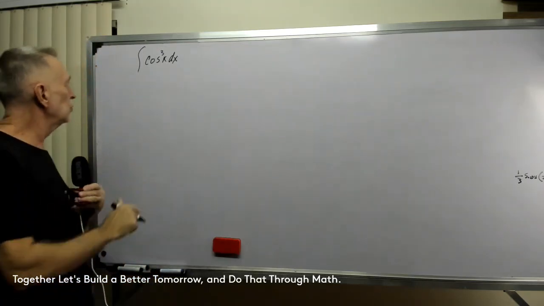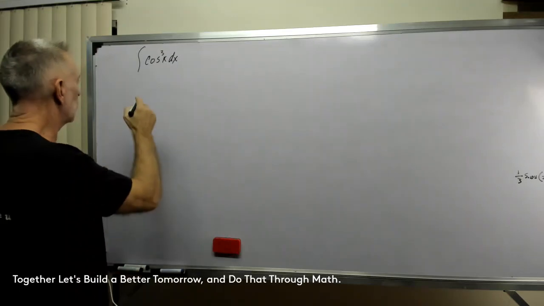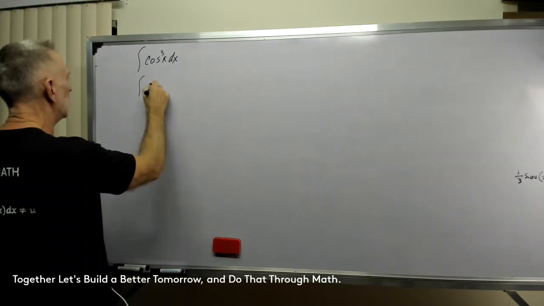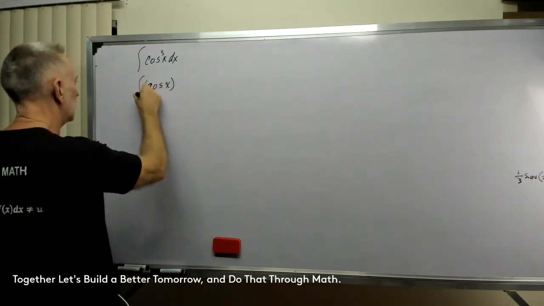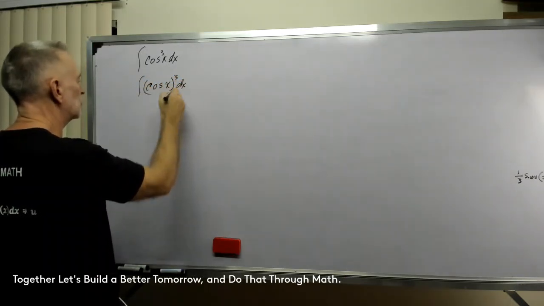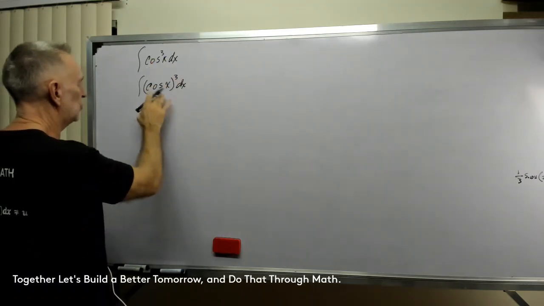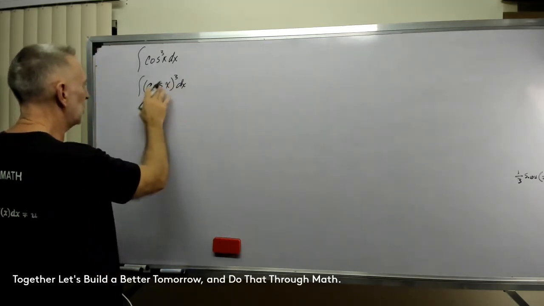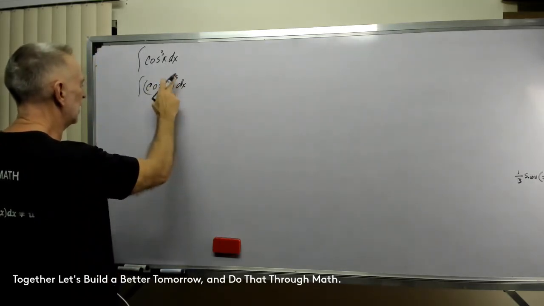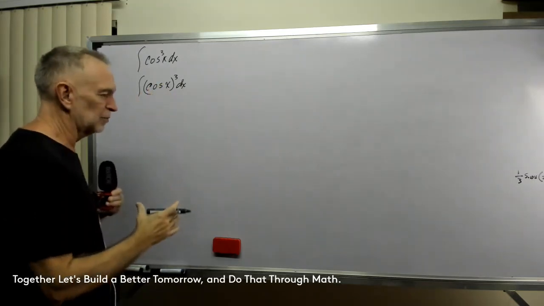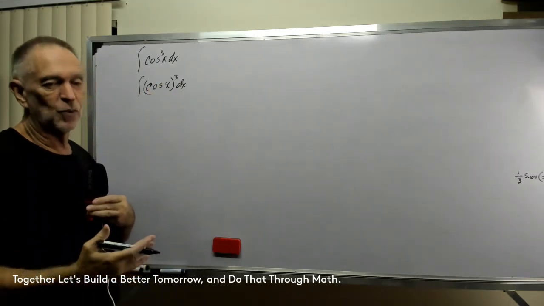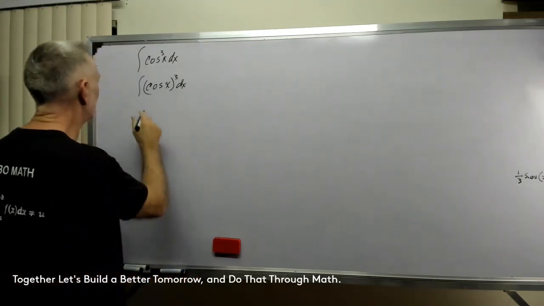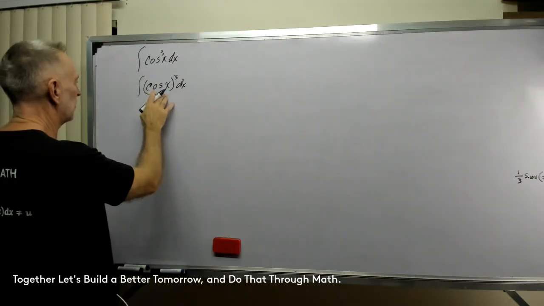Okay, integral of cosine cubed x dx. I'm going to rewrite that as cosine x, cubed, dx. It just helps me. I don't know if it helps you, but when I take derivatives and all, if I have my exponent out like that, it just makes more sense, because that's the way we do it with everything else except trig functions.